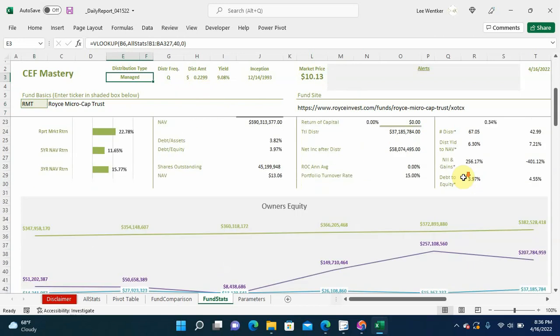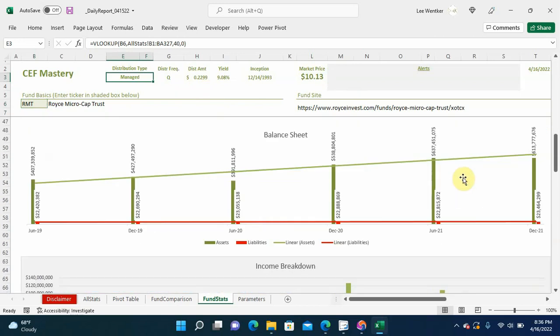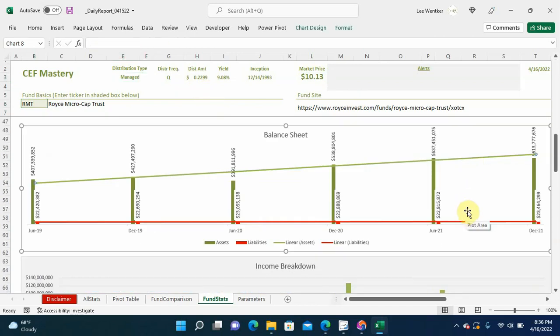The first new feature is I have just recently added trend lines to the balance sheet portion of the fund stats page. These trend lines give you a long-term view of a fund's assets and liabilities over a period of time. How will these trend lines help you? For a lot of you, it might be obvious, but for the novice investor, you want to see the relationship between assets and liabilities of a fund over a period of time.